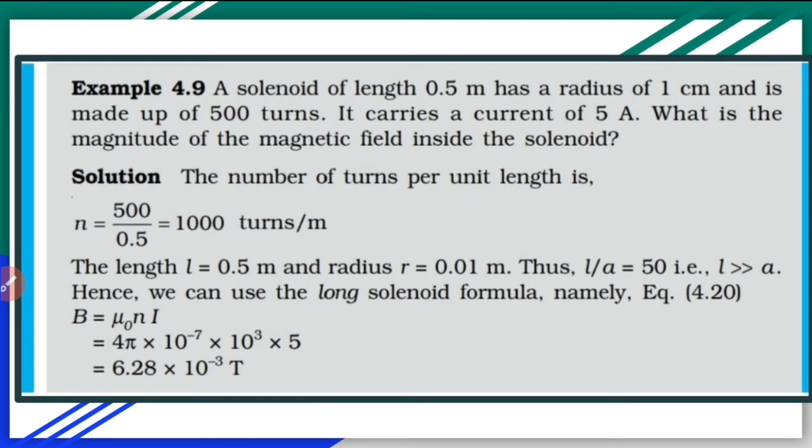The solenoid of length 0.5 meter has a radius of 1 centimeter and it has 500 turns, and the current is 5. So you know B is equal to mu 0 n i. Here n is what? There are 500 turns in 0.5 meter, so what is the number of turns per unit length? In 1 meter length it will be 1000 turns. So here small n is equal to 1000. And i is 5 ampere. Substituting, mu 0 is 4 pi into 10 raised to minus 7, so we have 6.28 into 10 raised to minus 3 Tesla.